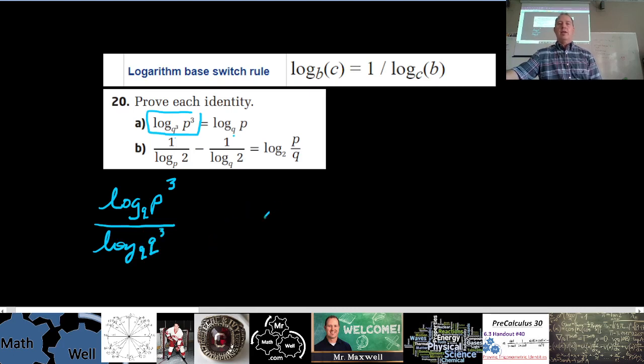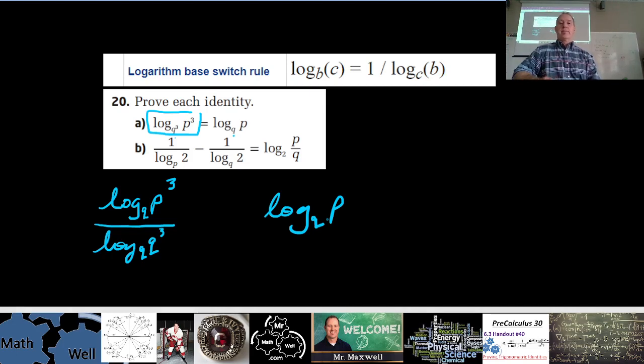All right, and you're trying to make it look like this right here. What was the base? Q. Yeah, you can choose any base. Remember, with the change of base formula, it can be anything. But remember, you're trying to make it look like this side over here. So with the change of base formula, your C, the new base in the logs, can be anything.